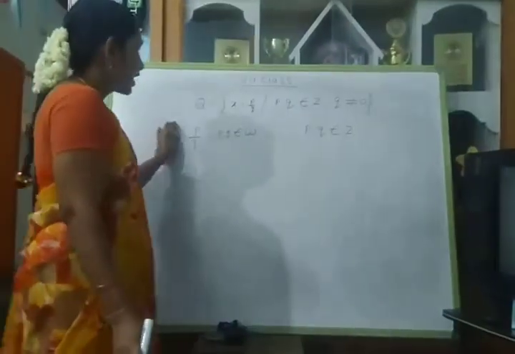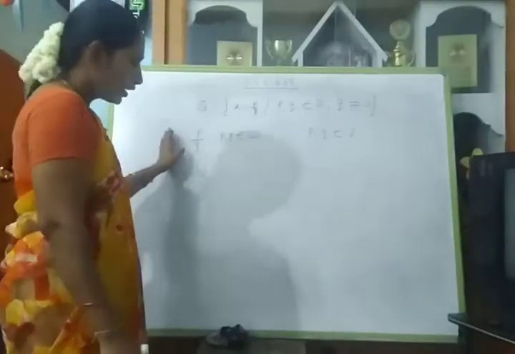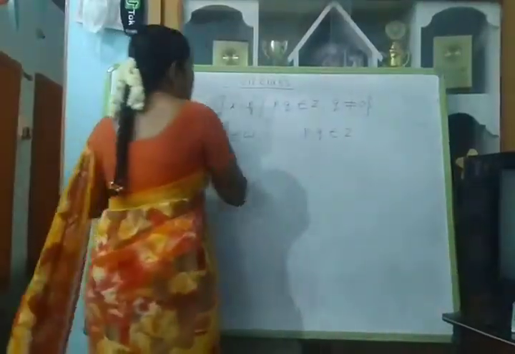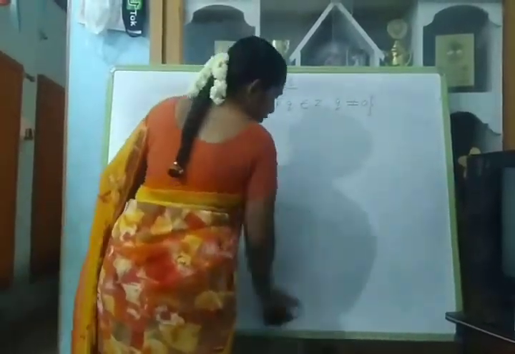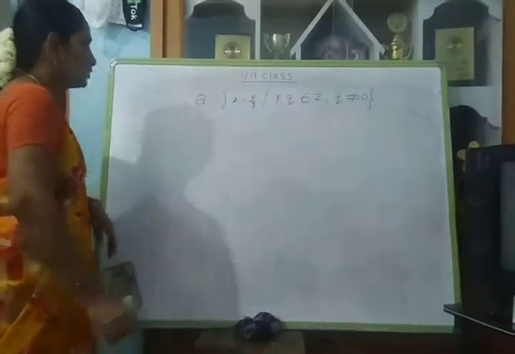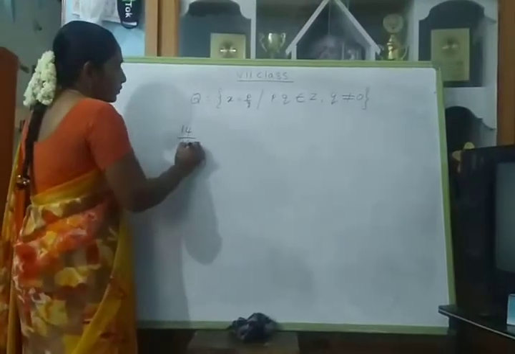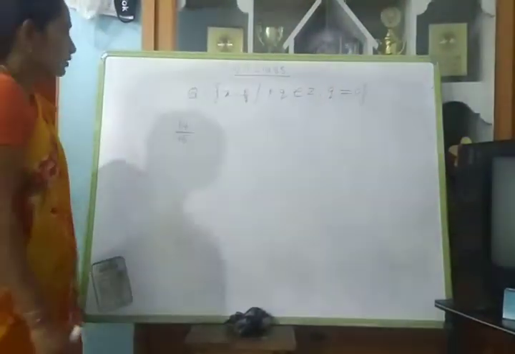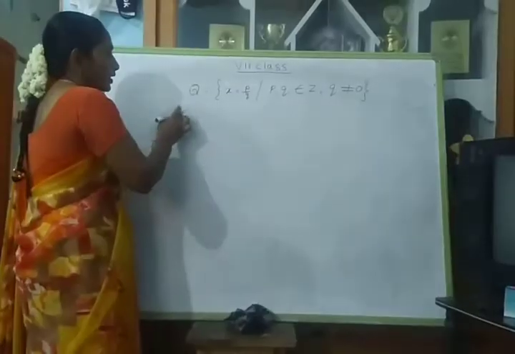So every fraction is a rational number, but every rational number need not be a fraction. Yesterday we discussed the lowest terms, or standard form, of rational numbers. Standard form means, for example, 14 by 16. Here the two numbers have common factor 1 means they are in standard form, but here the common factor, you get 2.